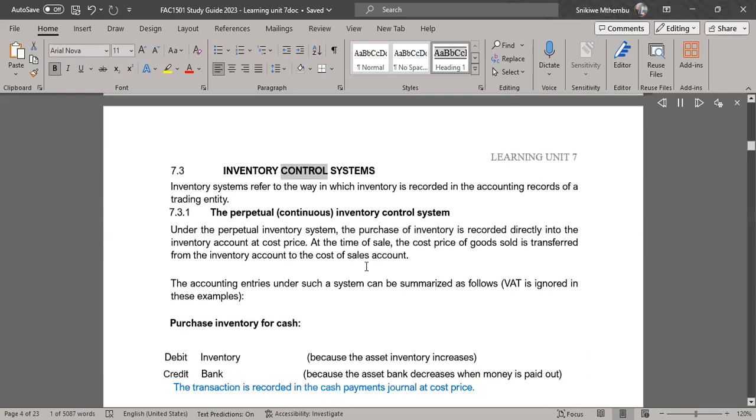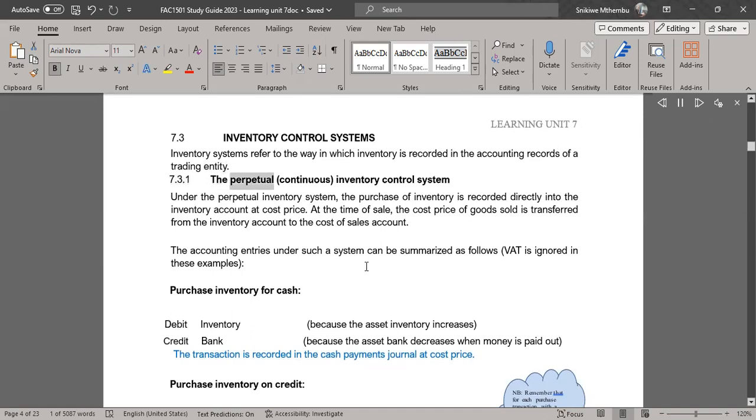7.3 Inventory Control Systems. Inventory systems refer to the way in which inventory is recorded in the accounting records of a trading entity. 7.3.1 The Perpetual, Continuous, Inventory Control System. Under the perpetual inventory system, the purchase of inventory is recorded directly into the inventory account at cost price. At the time of sale, the cost price of goods sold is transferred from the inventory account to the cost of sales account. The accounting entries under such a system can be summarized as follows. VAT is ignored in these examples.